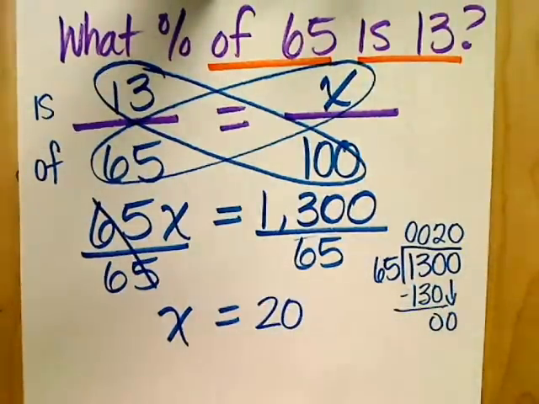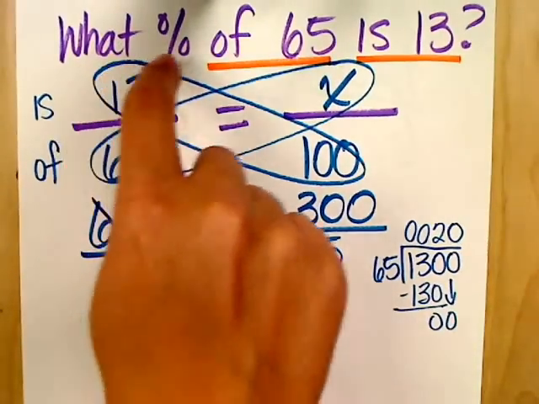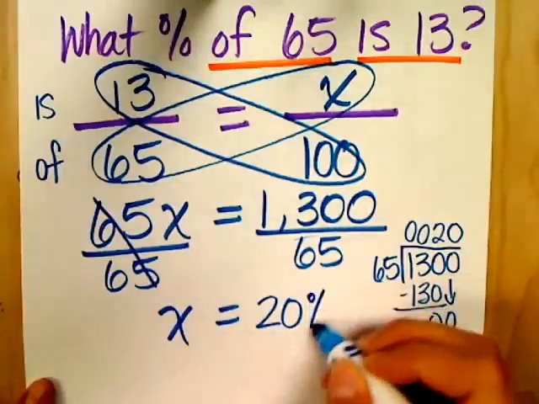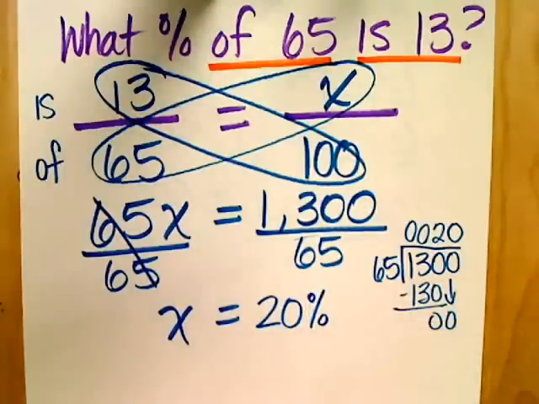Now, let's look up at the top again. It says, what percent of 65 is 13? So this is 20%. Thank you, Jay. My answer is 20%.